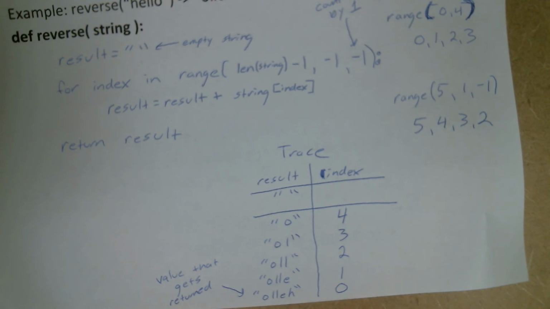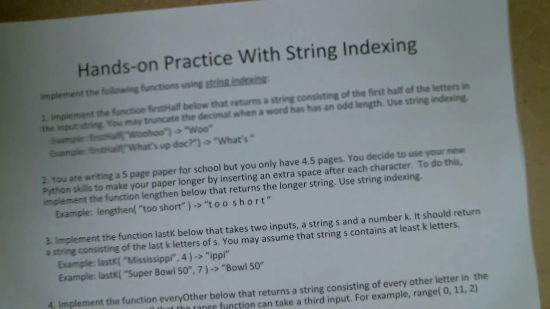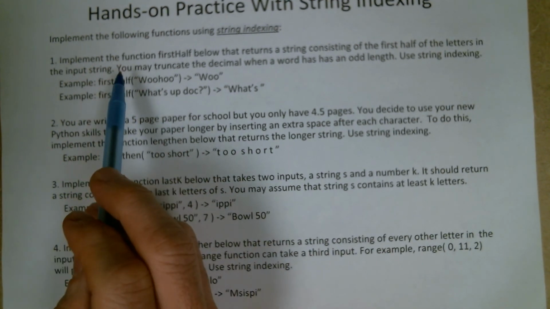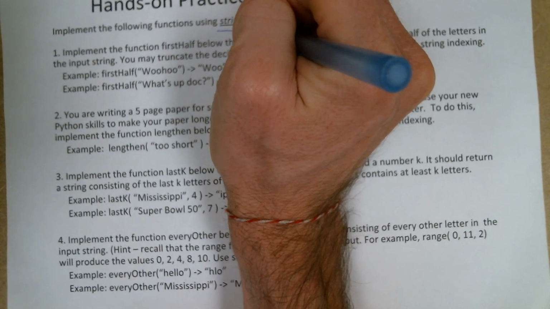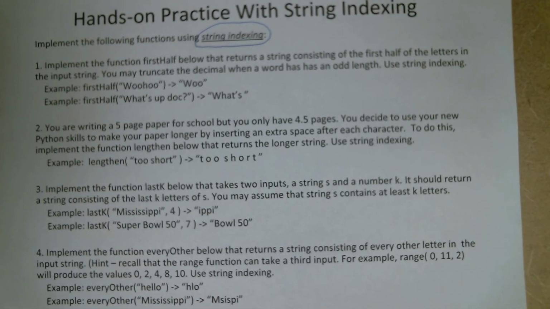So what's up next is that you get to practice some of this stuff. You're going to practice writing some of this code, and it'll all be set up on Classroom for you to do. There are 4 exercises, and they all use string indexing, the indexing method that we just talked about. The first one says, implement the function first half below that returns a string consisting of the first half of the letters in the input string. You may truncate the decimal when the word has an odd length. So if the word has an odd length, the decimal just gets cut off and you don't have to worry about it. Use string indexing.